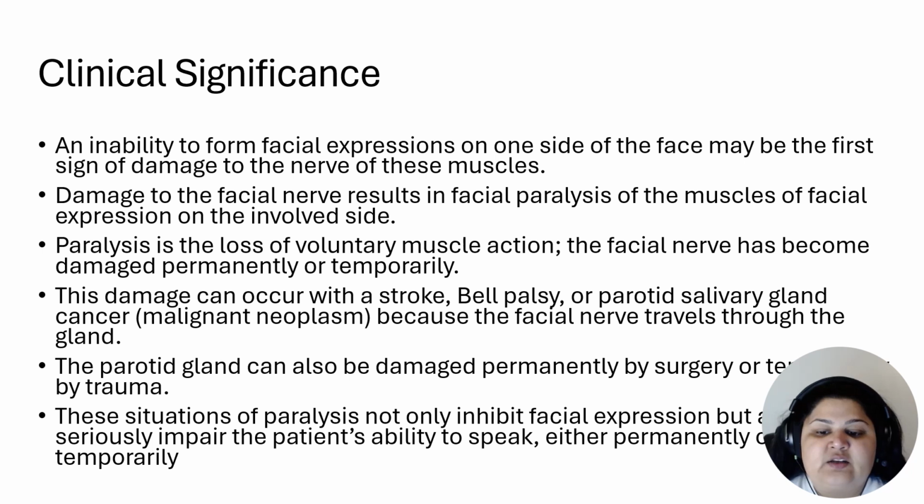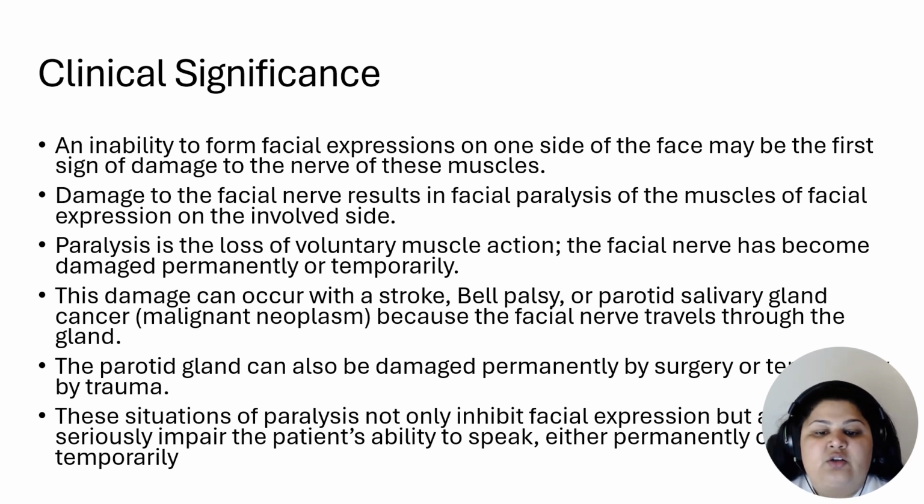What is the clinical significance? Inability to form facial expression on one side of the face may be the first sign of damage to the nerve of these muscles, right? Damage to the facial nerve results in facial paralysis of the muscles of facial expression on the involved side. I have personally seen many patients who cannot move the muscles right here, and they will also have saliva dripping, because they don't have control over anything inside the mouth.